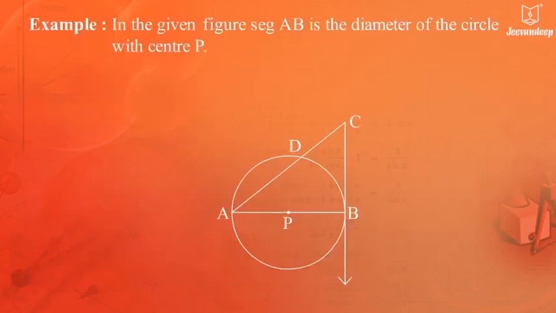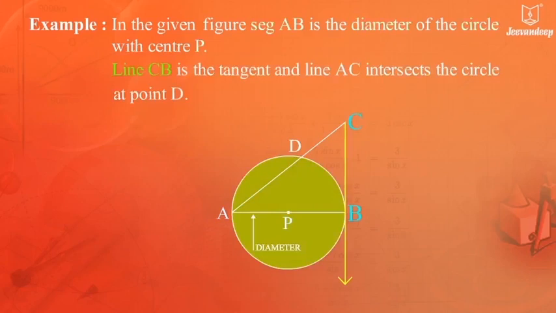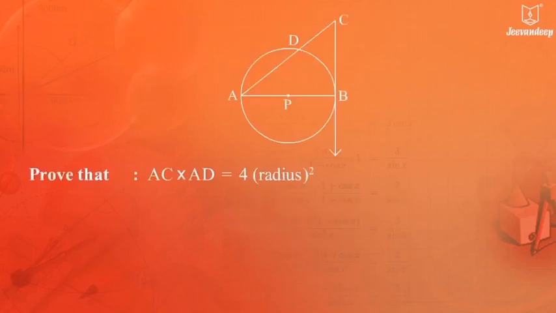Example: in the given figure, segment AB is the diameter of the circle with center P. Line CB is the tangent and line AC intersects the circle at point D. Prove that AC multiplied by AD equals 4 times the radius square.